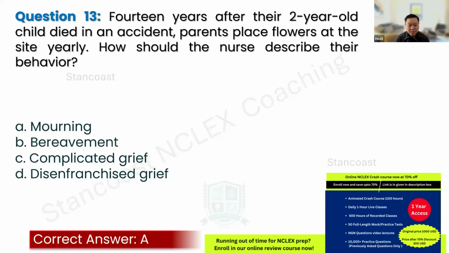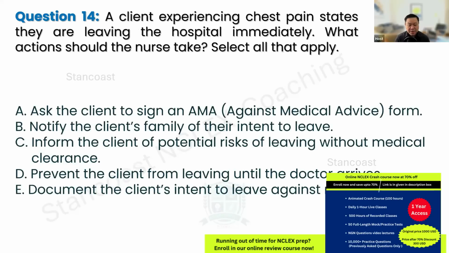Number 14. A client experiencing chest pain states they are leaving the hospital immediately. What actions should the nurse take? Select all that apply. A. Ask the client to sign an AMA, against medical advice, form. B, notify the client's family of their intent to leave. C, inform the client of potential risks of leaving without medical clearance. D, prevent the client from leaving until the doctor arrives. And E, document the client's intent to leave against medical advice.